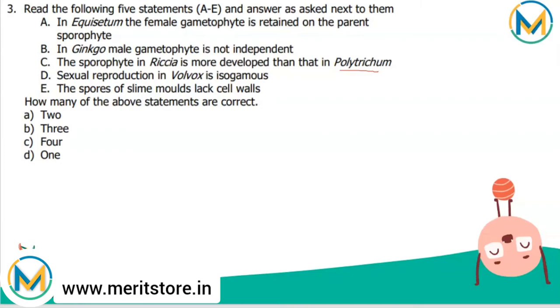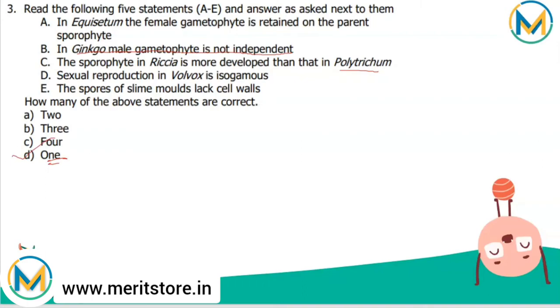Then the next D, that is Volvox. So oogamy is present. And for the slime molds, spores bear cell walls. So the correct statement among these is only one, that is ginkgo male gametophyte is not independent. So the correct answer is option D, that is only one.